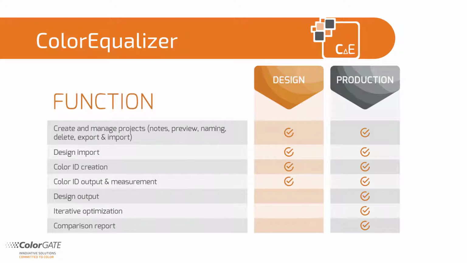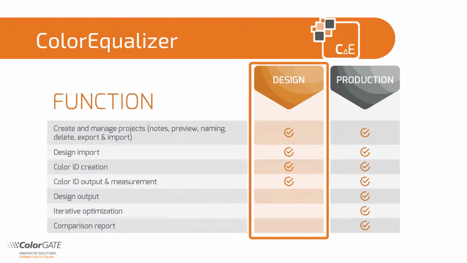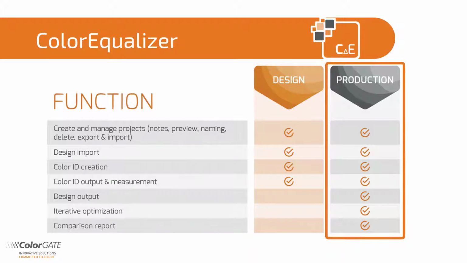To use ColorEqualizer, both Anne and Michael will need their own installation and a corresponding license. For Anne, a design license is the right choice. It contains all options that she needs to correctly communicate the colors of her design to Michael. Michael will need a production license. It contains the full scope of functions of ColorEqualizer and allows him to iteratively adjust the output on the production printer until it matches Anne's original vision as closely as possible.